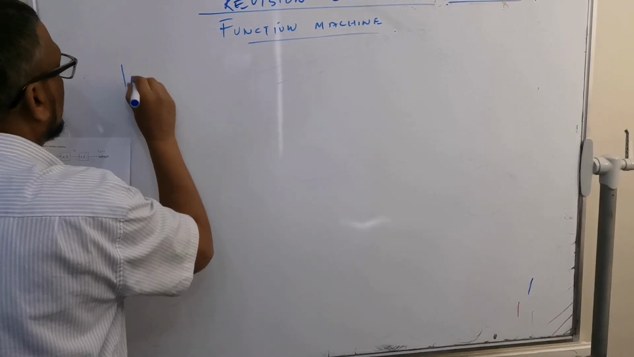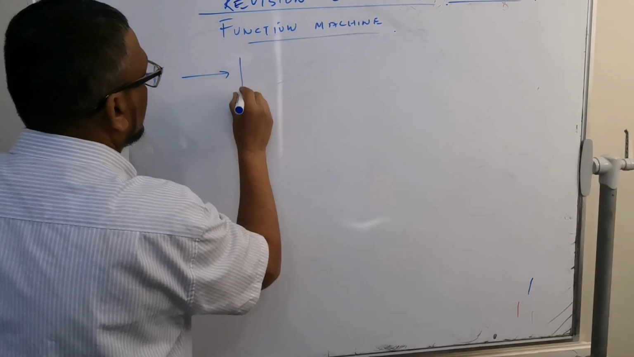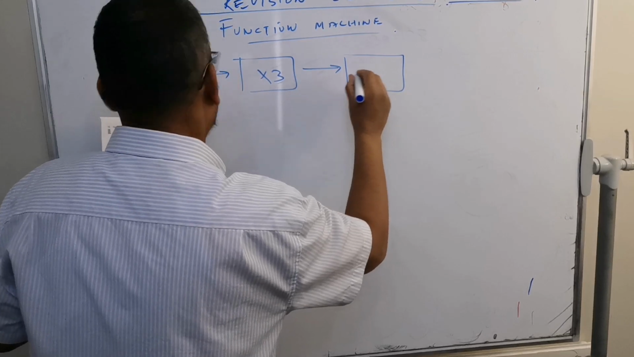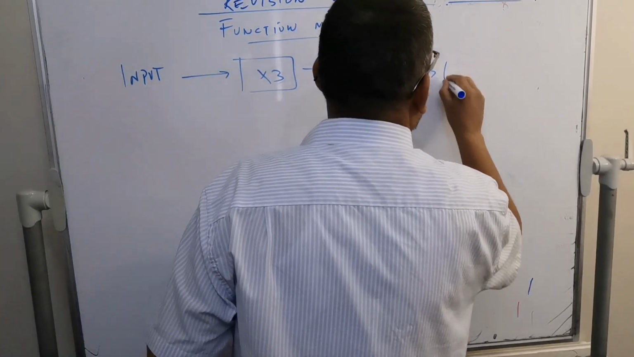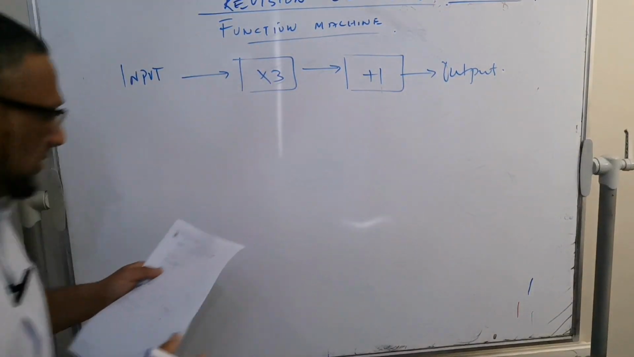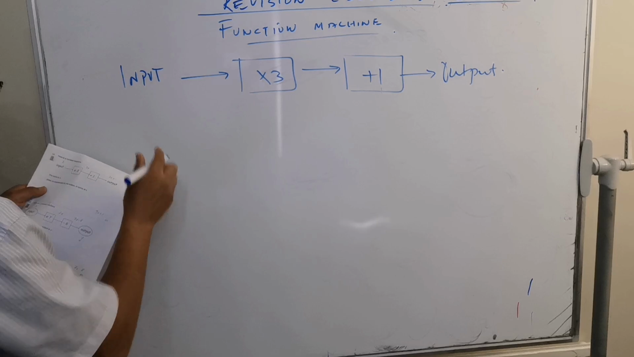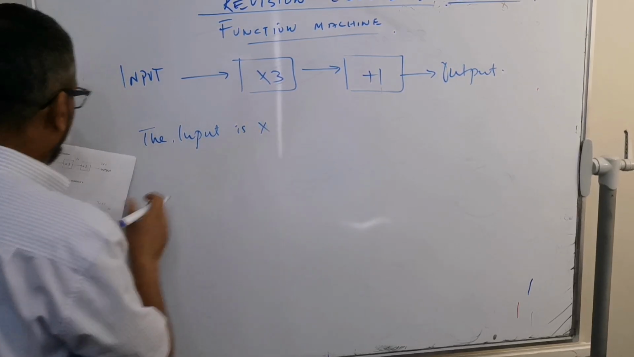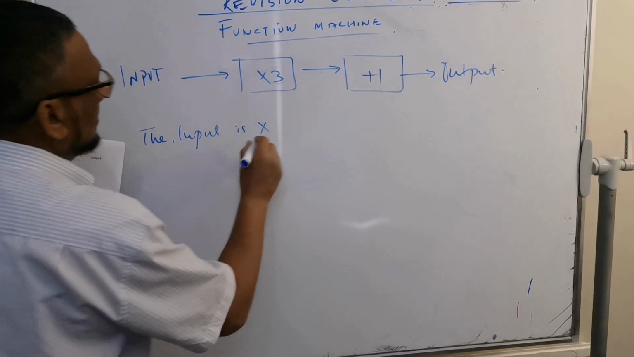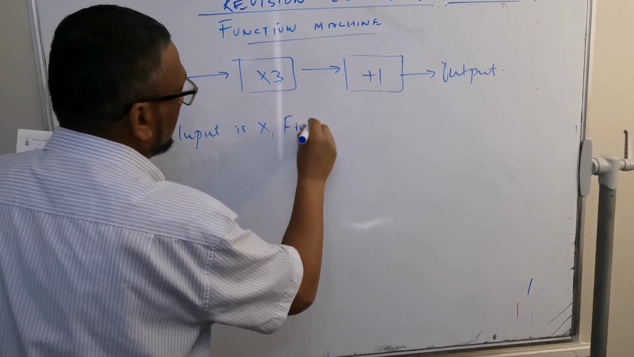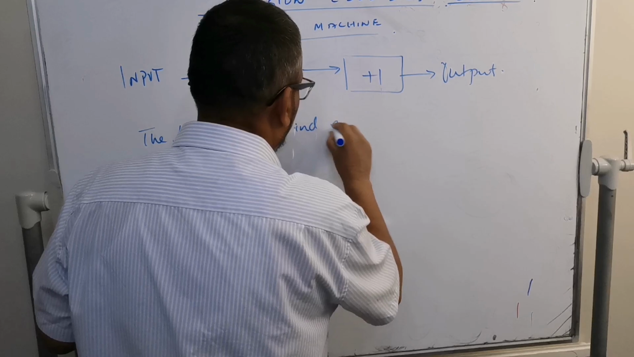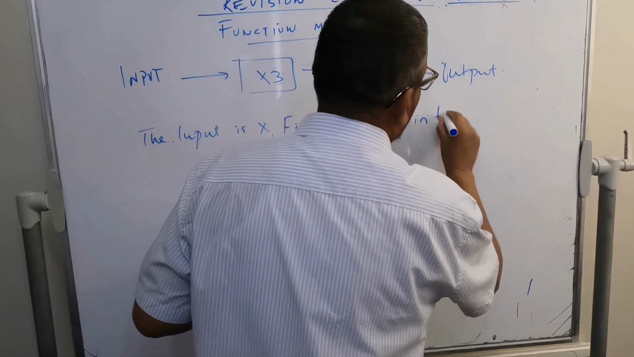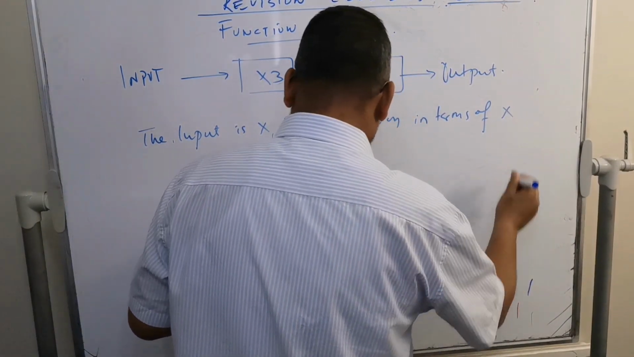If this is your input, and this is the machine: times by 3, and then you're going to add 1. What is the output? This is the function machine given, and the question says the input is x. Find the expression in terms of x. So this is the question.